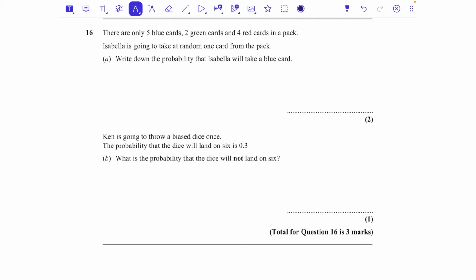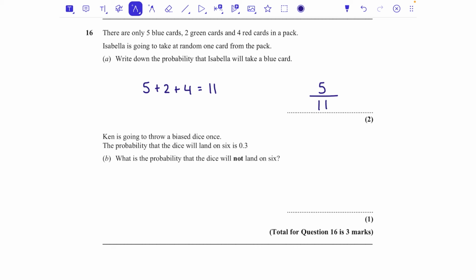Write down the probability that Isabella will take a blue card. Well, blue, we've got 5 of them. So the probability of taking blue is 5 out of how many there are altogether. So 5 add 2 add 4 is 11. So the probability of taking blue is 5 out of a possible 11 cards.